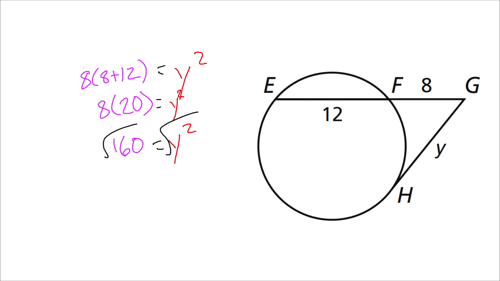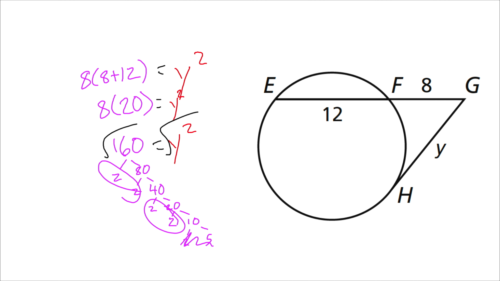So I square root 160. I could simplify this a lot quicker, but I'm just going to go 2 times 80, which is 2 times 40, which is 2 times 20, which is 2 times 10, which is 2 times 5. So let's see. Pair, pair, and we're left with 10. So that becomes 2 times 2 square roots of 10, or 4 square roots of 10.